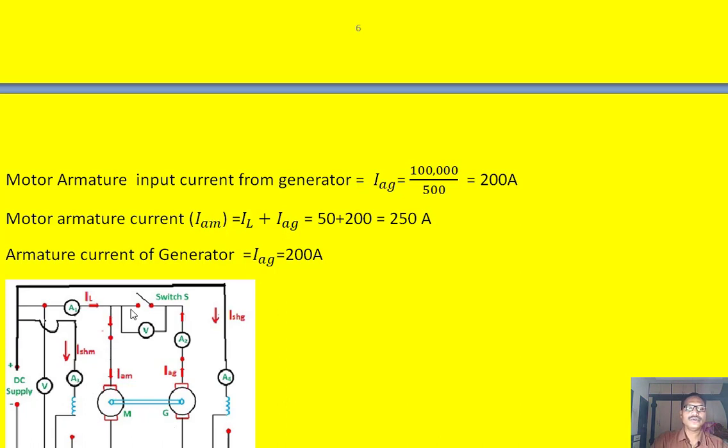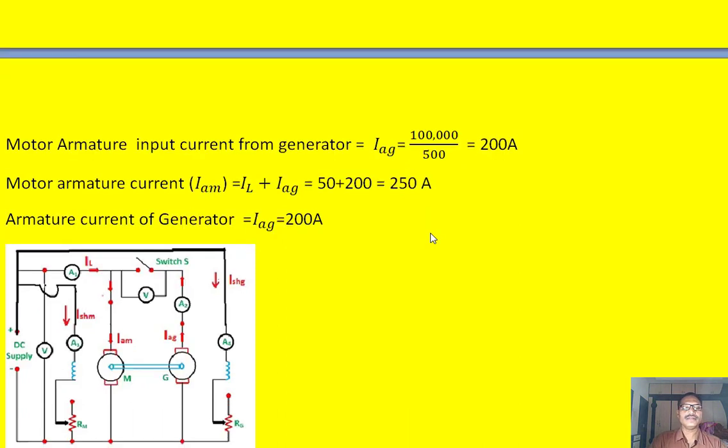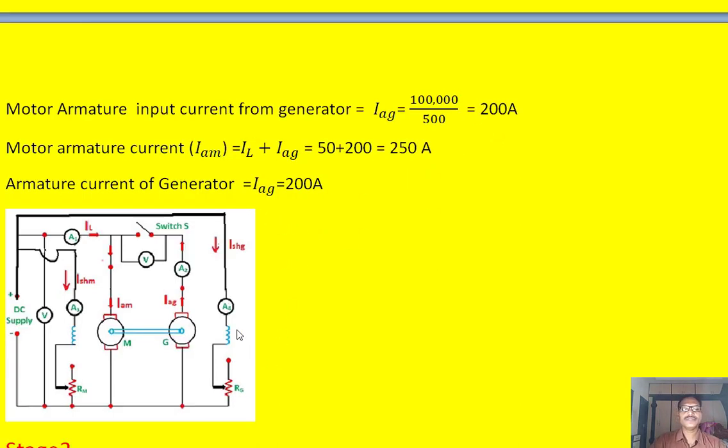So this is the node. Two currents are entering and one current is leaving. That leaving current is nothing but the current entering the armature of the motor. So the armature current of the motor, IAM, is equal to IL plus IAG, that is 50 plus 200, so we get 250 amperes as the motor armature current. Next, the armature current of the generator: we have just calculated that, it is 200 amperes, and that goes from this generator.